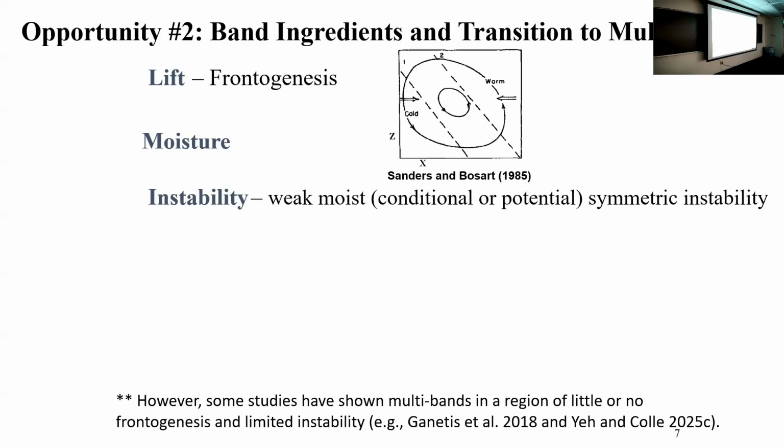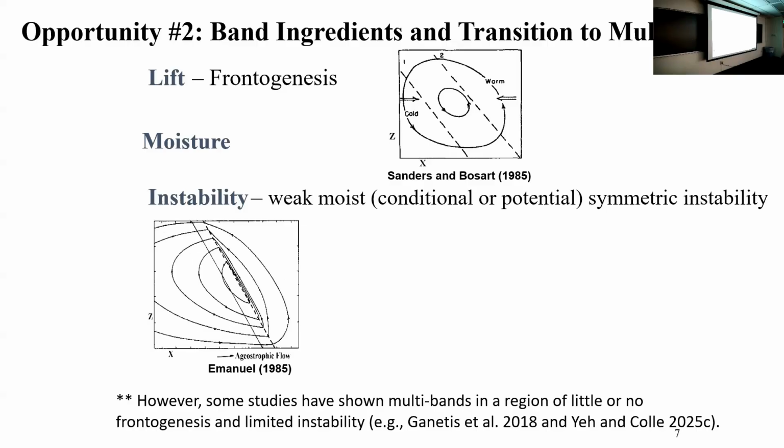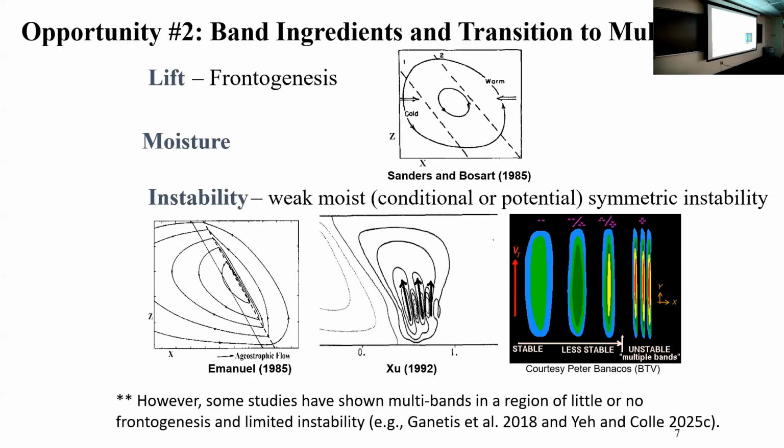And then continuing on, thinking about the transition to multibands, if you decrease the stability and make it more unstable, past studies suggested that's when you would get into this more unstable multiband. There are multiple structures. So that was the idea or hypothesis on the table.